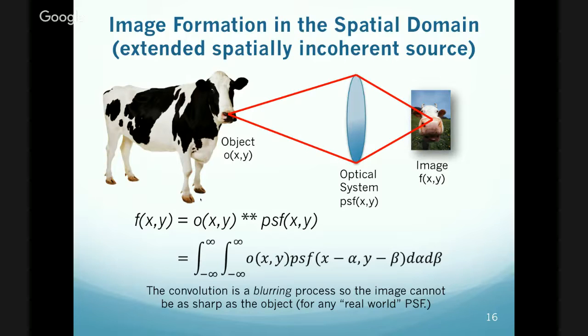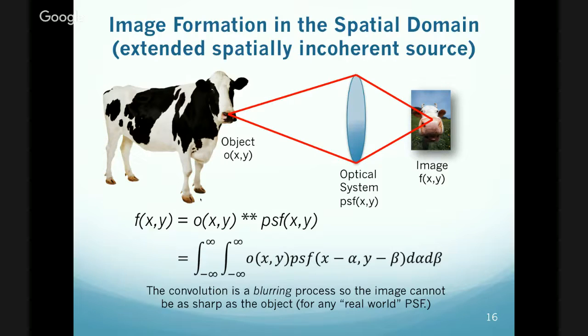Let's go on and talk about how images are formed in the spatial domain. The spatial domain is where we live, in X and Y. Again, we're talking about an object that's an extended, spatially incoherent source, like a cow. The object has an intensity distribution of O of xy. We have an optical system that has some point spread function, PSF of xy, and it forms an image f of xy. The way we form the image is we take the object distribution and we convolve it with the point spread function.